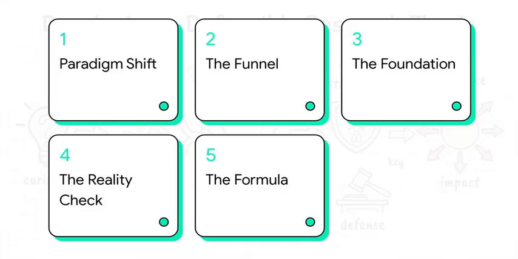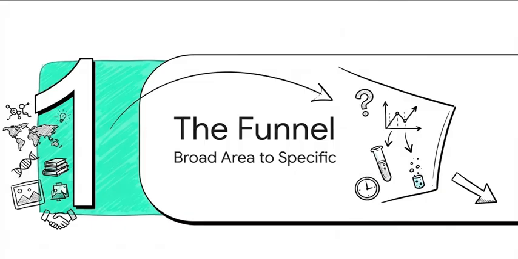Okay, let's dive into this. To ease that anxiety, we've broken this massive task down into 5 logical, totally manageable phases. We just knocked out phase 1, the paradigm shift. Next up, we'll hit the funnel, then the foundation, followed by the reality check, and we'll wrap it all up with the formula. All right, moving right along into phase 2, the funnel.